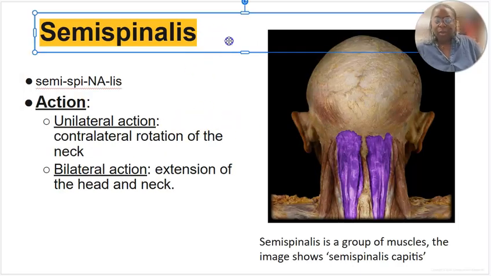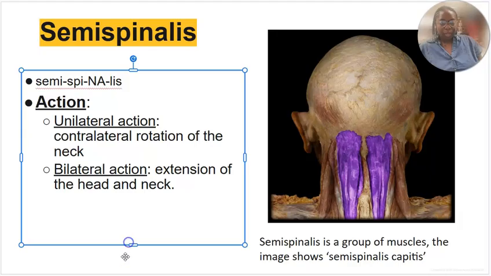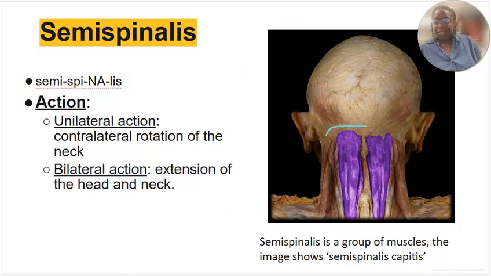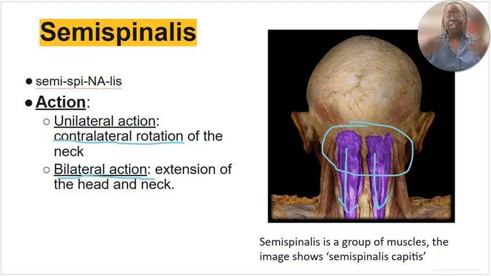All right, moving on, we have the semispinalis. And now this one here, we see the semispinalis capitis. It's a huge group of muscles, but here's the image of this one. And so here, we're going to see contralateral rotation. When one side of this muscle contracts, it's going to make your head move in kind of the opposite direction, or your neck move in the opposite direction. Versus bilateral action, so both the semispinalis muscles contract, that's going to lead to extension of the head and neck. And remember, extension of the head and neck is achieved when you're just looking straight in anatomical position.